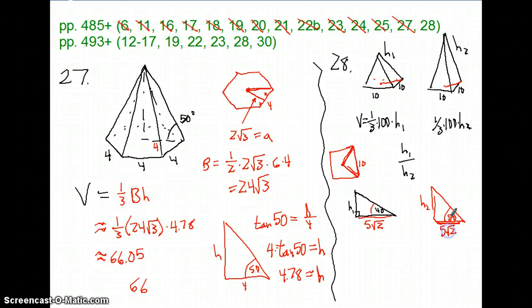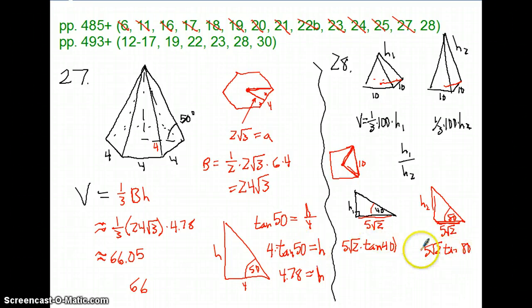I don't even know if I need to know that, because watch. Here, this H1 is tangent of 40 times this weird 5 square root 2. This is 5 square root 2 times the tangent of 80.